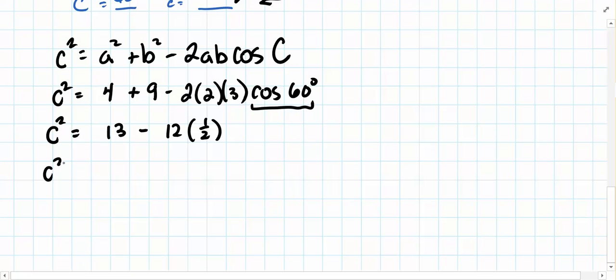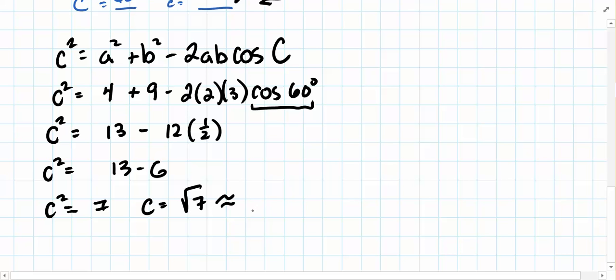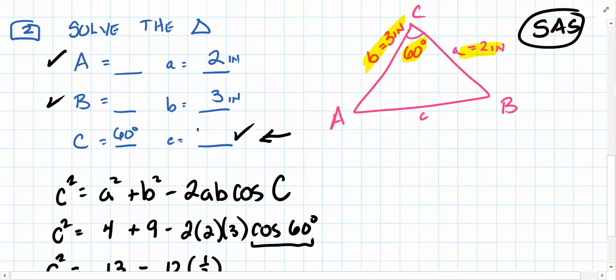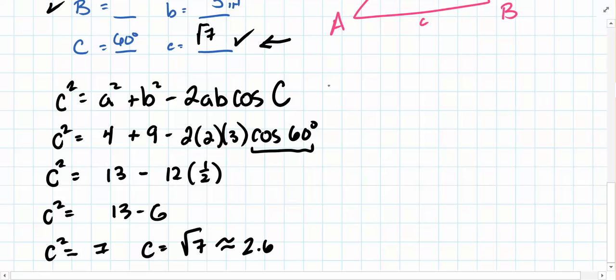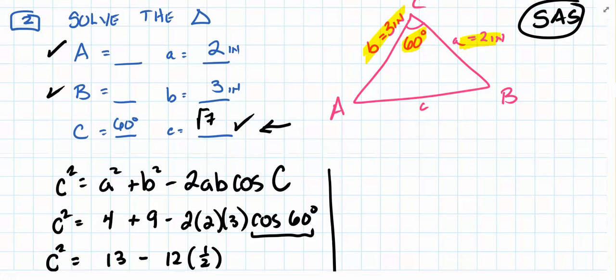So therefore, C squared is equal to 13 take away 6. So C squared is equal to 7. Therefore, C is the square root of 7, which is approximately what, 2 point. Cosine of 60 degrees is on the unit circle, bite size, right? Okay. So now this is the square root of 7, or about 2.6 that we have there. Then all we need is A and B. So which one do you want to get? Doesn't matter. Actually, we only need one, because then we'll subtract from 180 to get the other one.